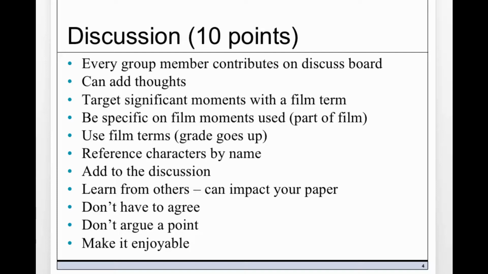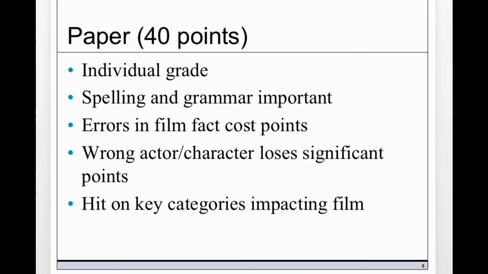Add to the discussion. Just don't put in one entry. You won't get a good grade for the 10 points. And learn from others so you can write better about it. You don't have to agree with their points, but you can use it to your advantage. Don't argue a point. Just move on and say, yes, I can see your point, or I know that could happen. Make it enjoyable, and it will help you get along.